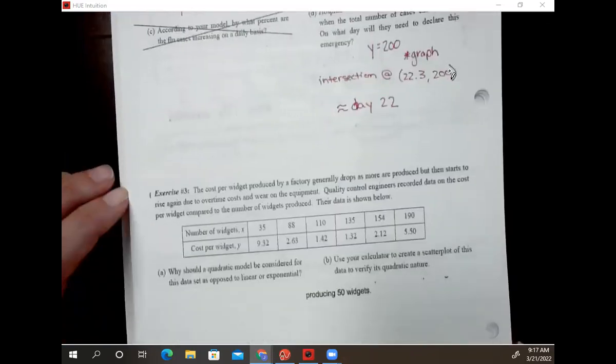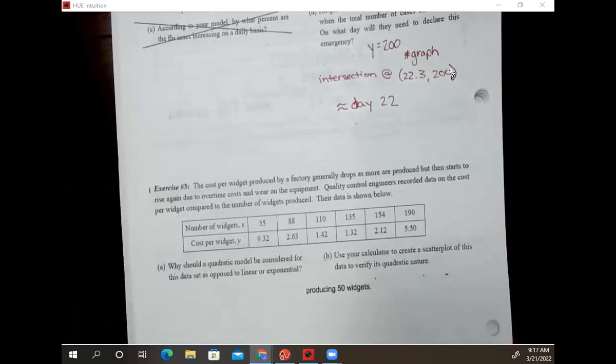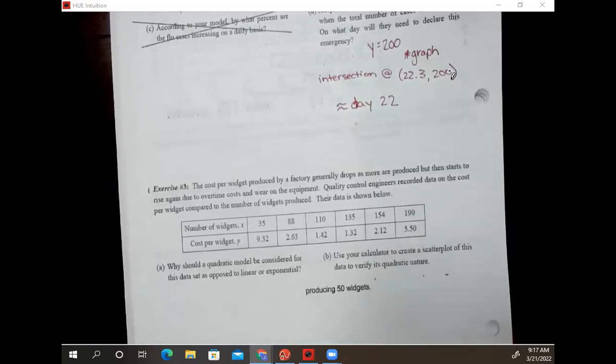If we take a look at exercise 3 down at the bottom of page 40, we are looking at something similar. This time we're looking at cost per widget produced by a factory. It generally drops as more are produced, but then starts to rise again due to overtime costs and wear on the equipment. So there's sort of a sweet spot here for costs. If I'm producing only a few things, it's kind of expensive. If I produce a lot of things, it gets a little bit cheaper.